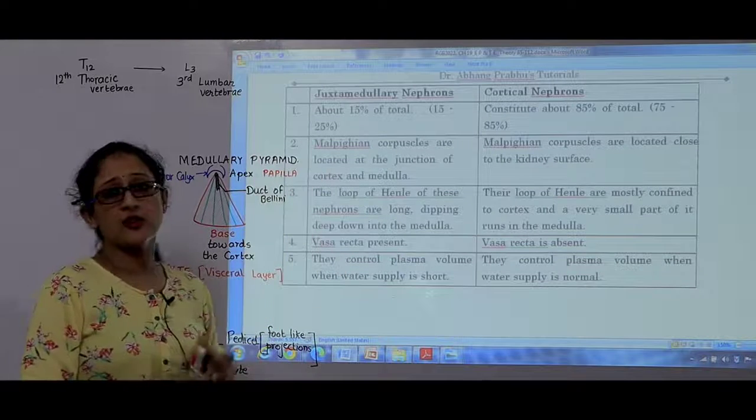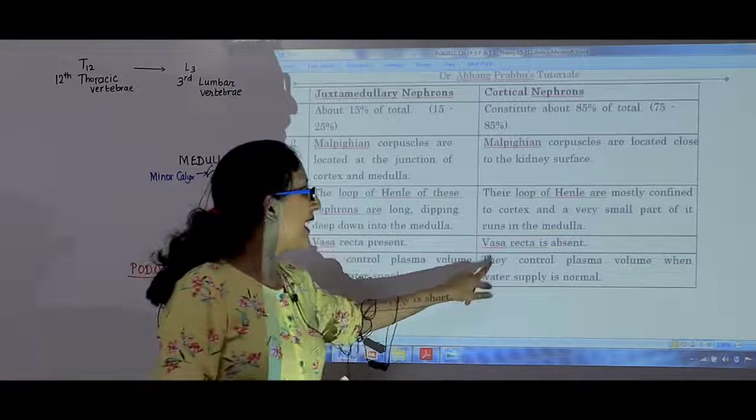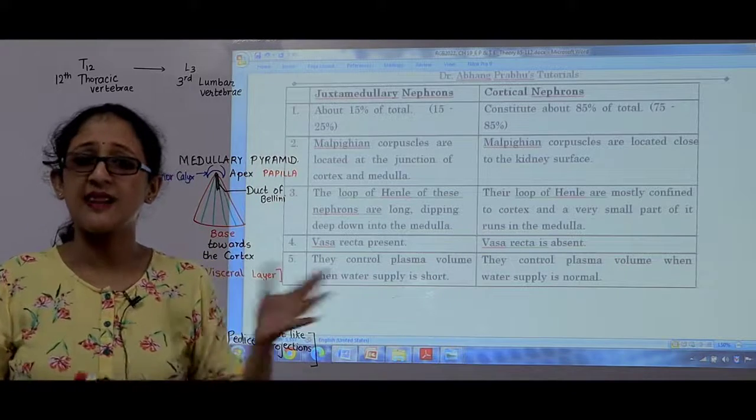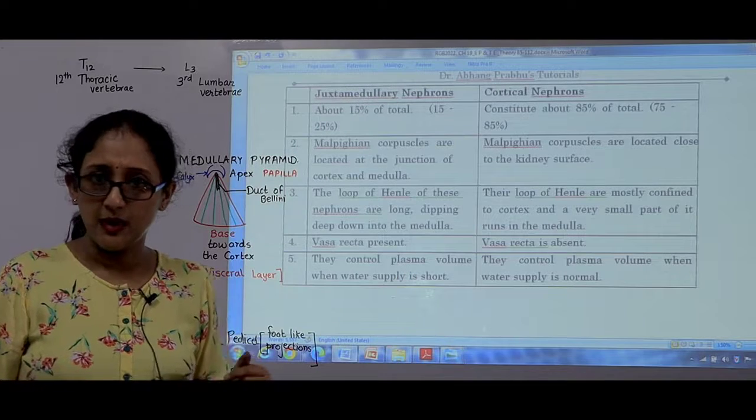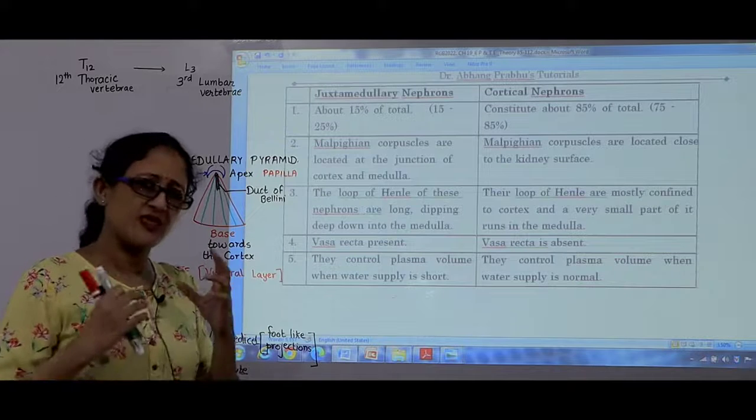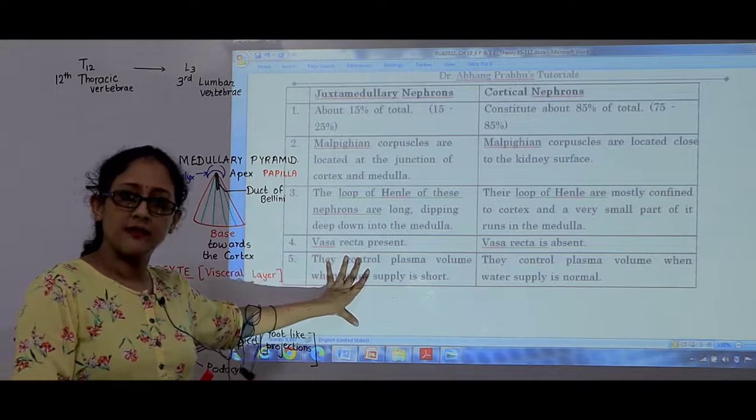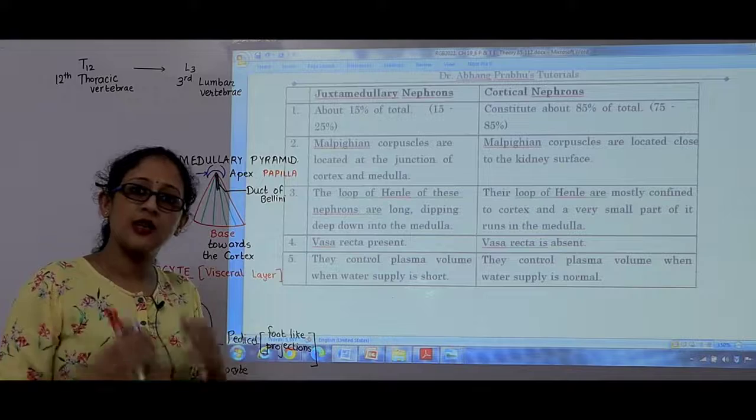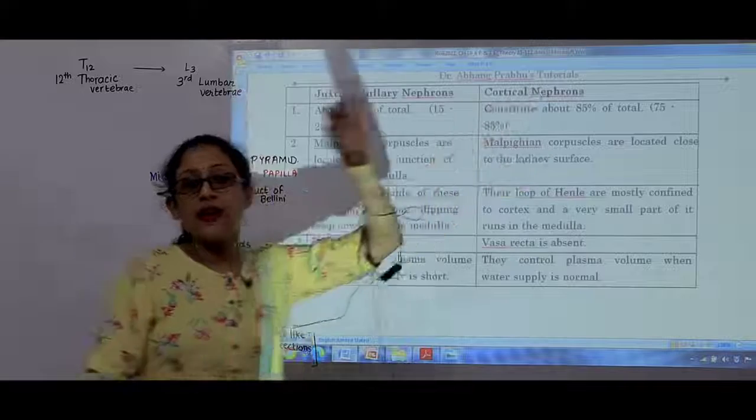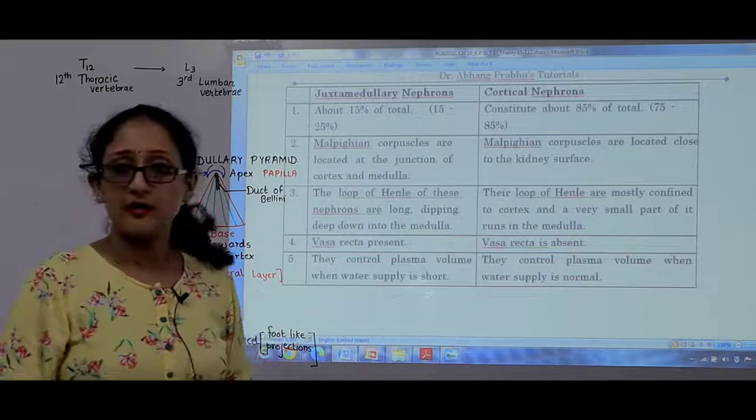Understand, cortical nephrons are more in number. The reason is that in normal conditions they are the main ones which control your plasma volume. We are always in normal conditions. We are rarely stranded in the middle of the desert. Only in very, very bad cases where there is severe dehydration, when there is really less water in the body, that's when the other nephrons get activated. So once again, which ones are active most of the time in your body? They are the cortical nephrons, therefore they are maximum in number. 85% of the nephrons are cortical nephrons.